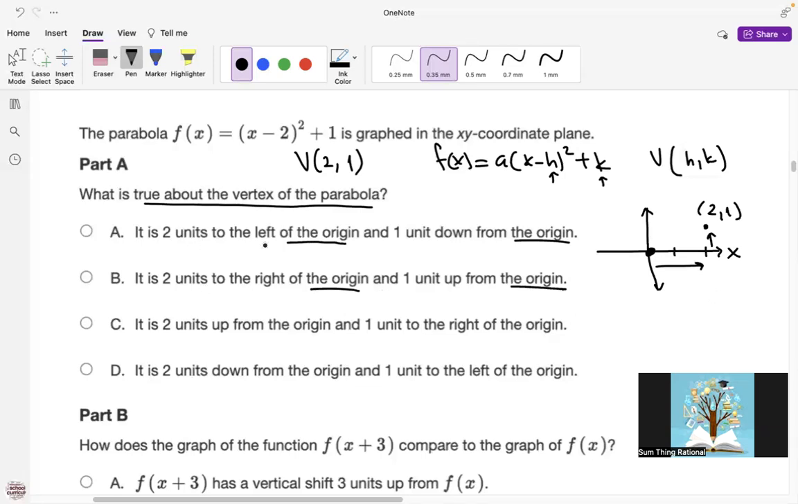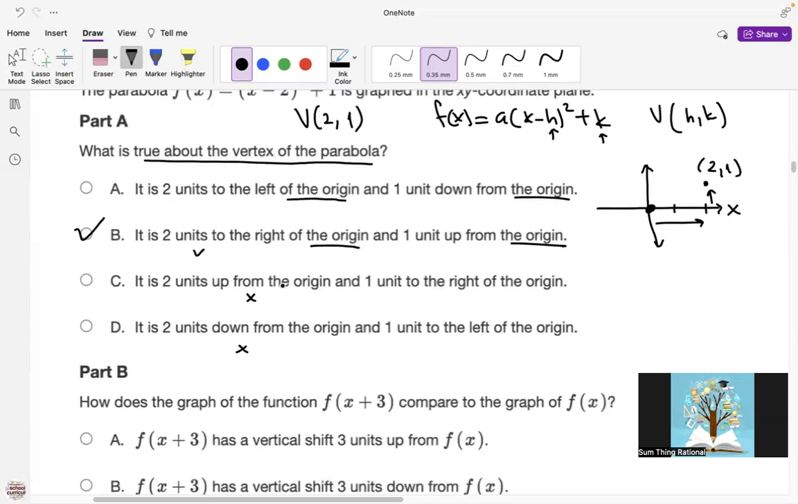When I check the options: 2 units left, no. 2 units right, it can be okay. 2 units up of the origin, no. 2 units down of the origin, no. 2 units right of the origin, 1 unit up of the origin, yes. Answer B will be the correct answer for this question. If you watch the previous video, you will understand it in detail. I explained this question in detail in my previous video.